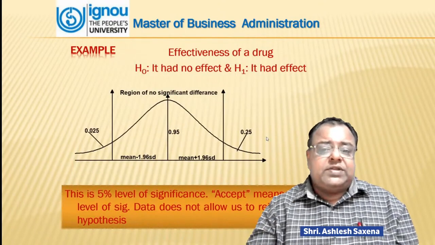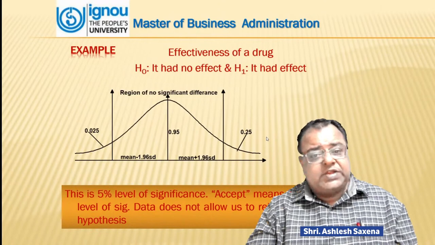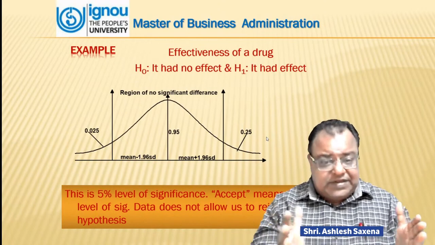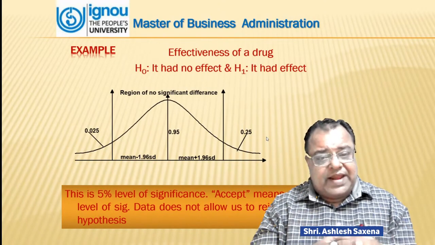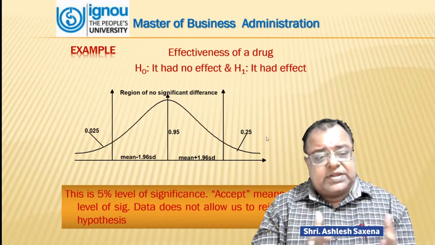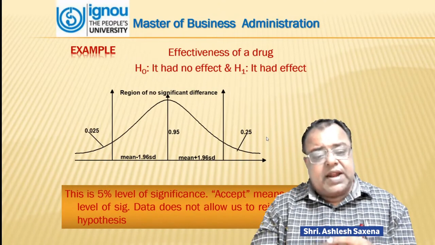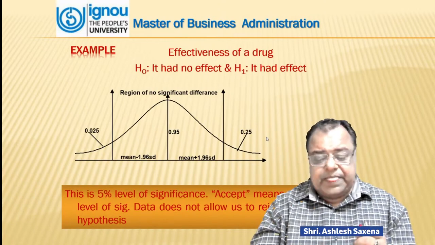What is the effectiveness of a drug? H0, it had no effect, and H1, it had effect. Graphically, we can see where we stand and at what level we can accept H0 and reject H1. This is a 5% level of significance. Accept means at 5% level of significance, data does not allow us to reject a null hypothesis.